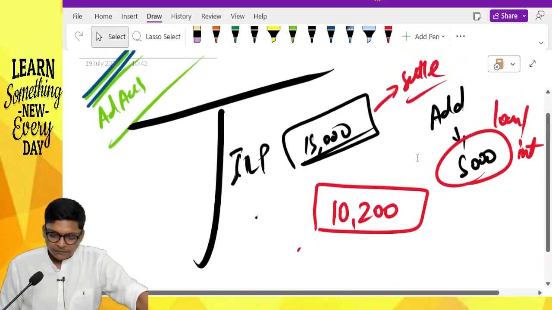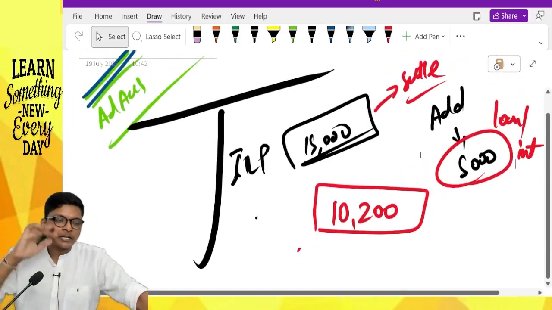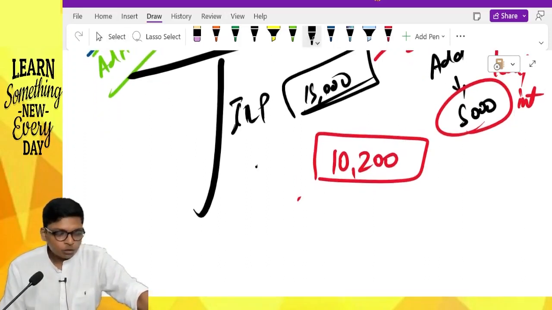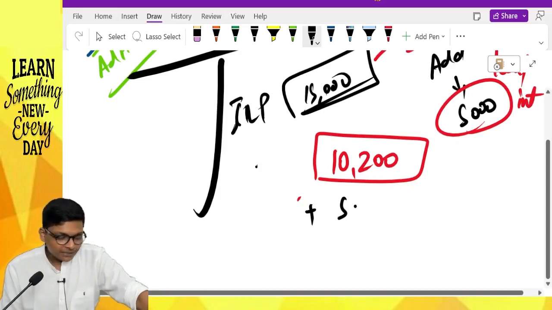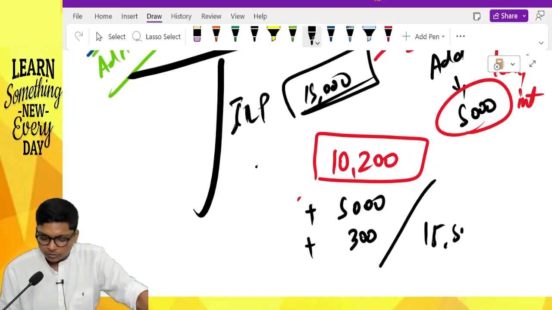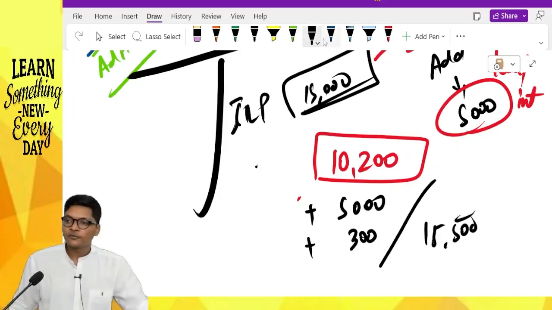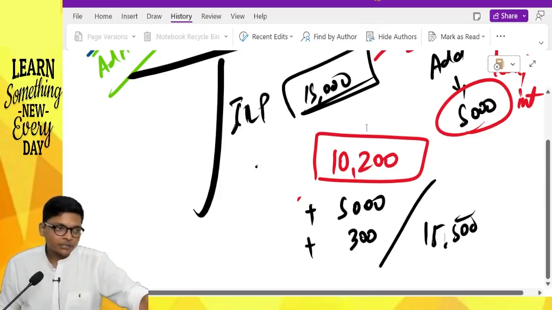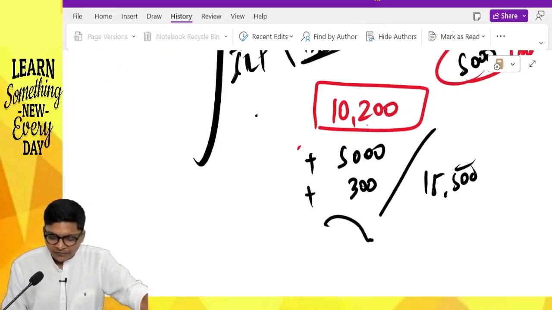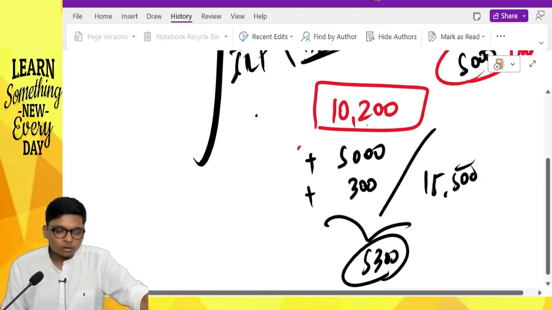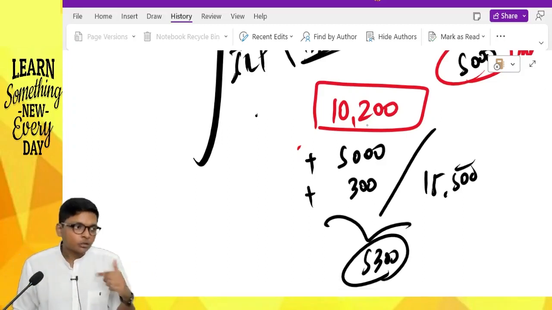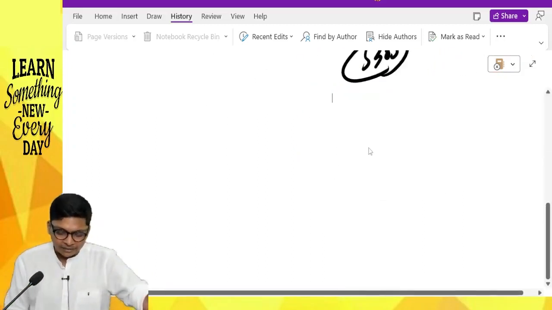So we got 10,200 after reducing loan and interest. I should have got how much? Plus 5,000 for loan, plus 300 for interest. I should have got 15,500, but I received only 10,200. Then this deficit of 5,300, who should compensate? AD. Because the loan is his, he has to compensate, because the firm couldn't be paid.